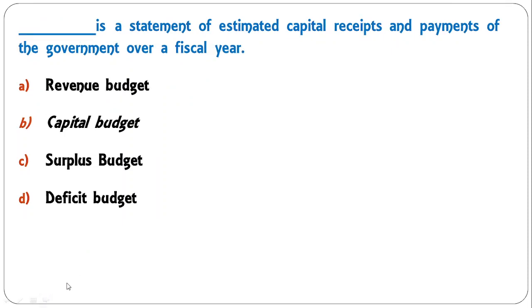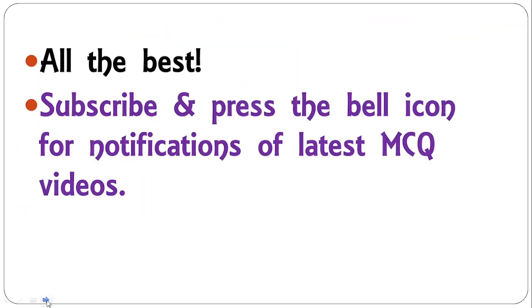Dash is a statement of estimated capital receipts and payments of the government over a fiscal year: revenue budget, capital budget, surplus budget, deficit budget. When there are capital receipts and payments, no doubt it will be part of the capital budget. So B will be the correct answer.